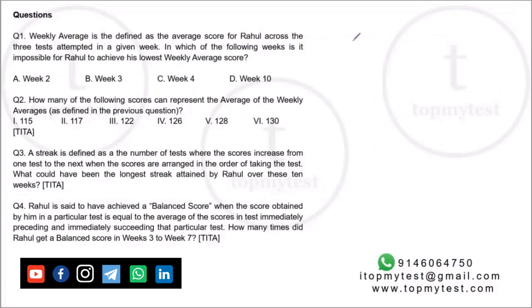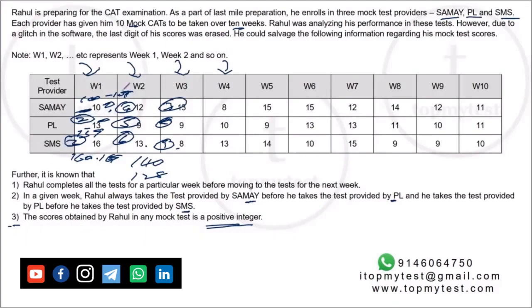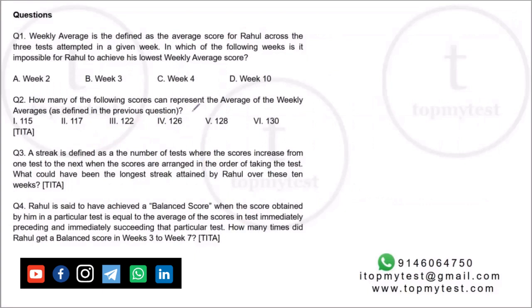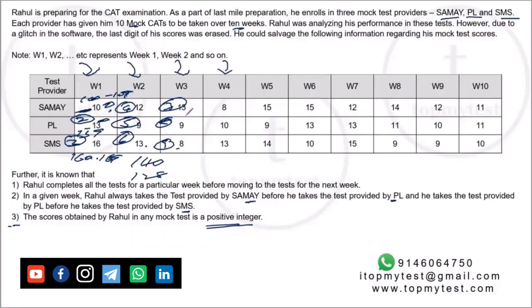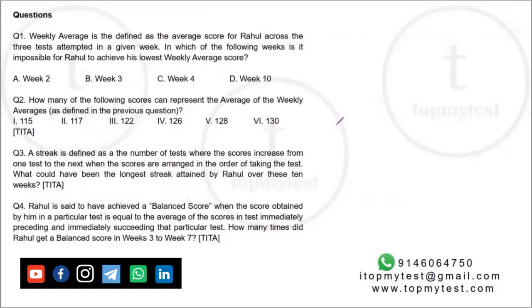If you look at the questions, the first one says weekly average is defined as the average scores of Rahul across the 3 tests. So we'll have to average out all the weeks. Okay. Second one says how many of the following scores can represent the average of the weekly averages as defined in the previous question? Okay, again, you'll have to use the averages.